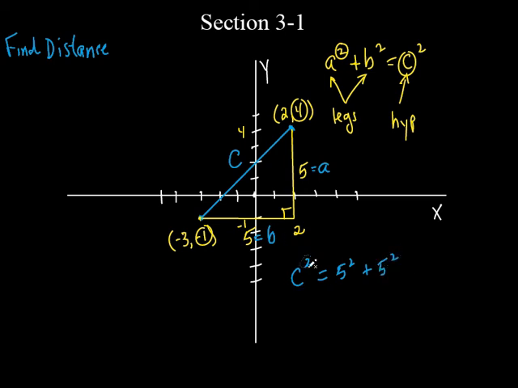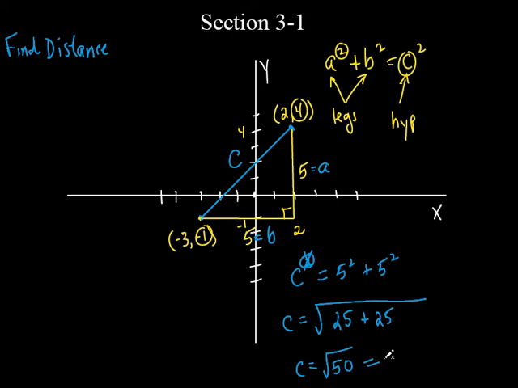Now, what do I do to get that squared out of there? Because I want to solve for c, don't I? So how do I get rid of that squared? Square root both sides, right? So c equals the square root. Everybody see that? Because I'm getting rid of this. And then what is this? 5 squared is 25. And this 5 squared is also 25. So c is equal to the square root of what? 50. 25 plus 25 is 50.